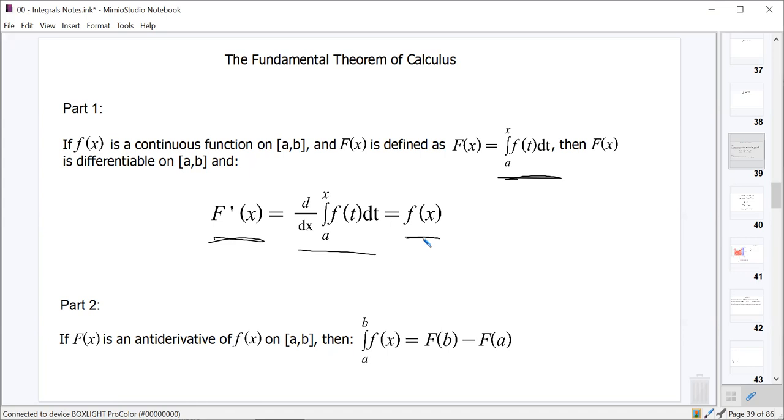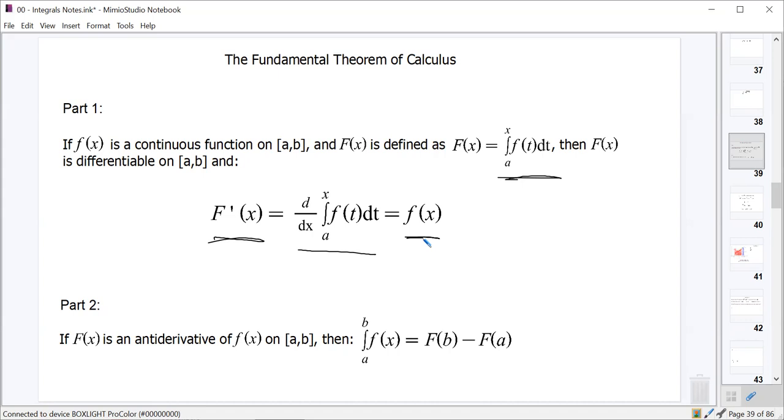So what's this saying? Well, effectively, all this is really telling us is that if capital F is a function that represents the integral of another function, little f, then the derivative of capital F is equal to little f. It's saying that derivatives and integrals are effectively inverse operations of each other. I have a function, I take its integral. When I take that derivative again, I should come back to the original function. That's part one.